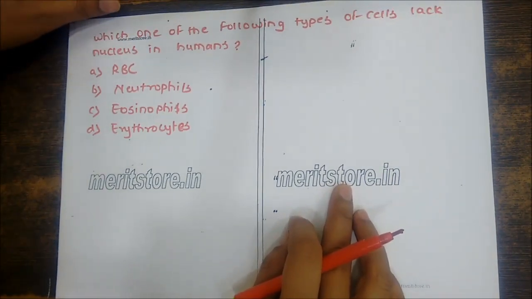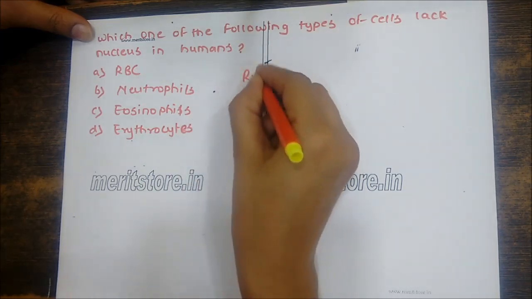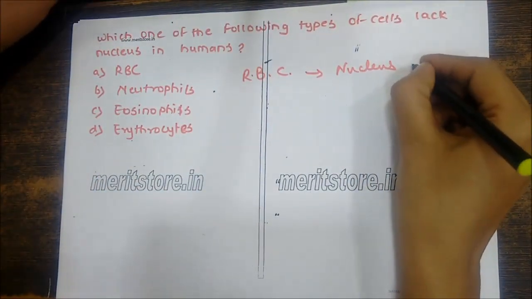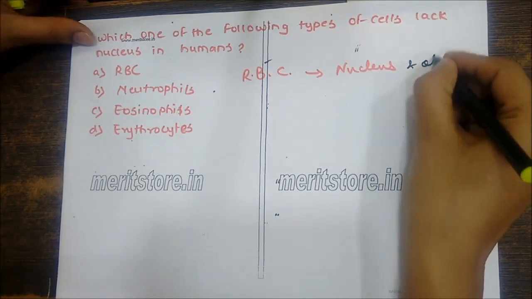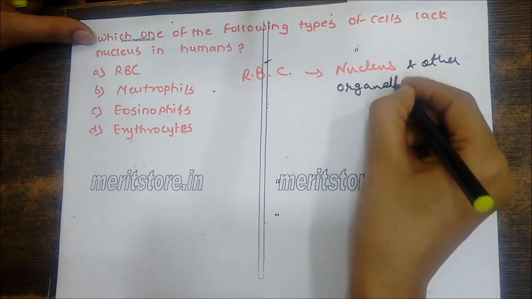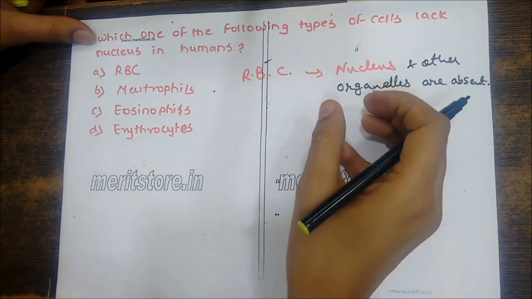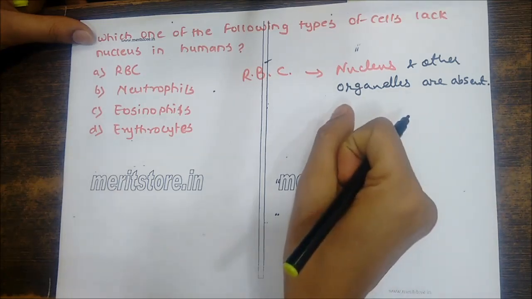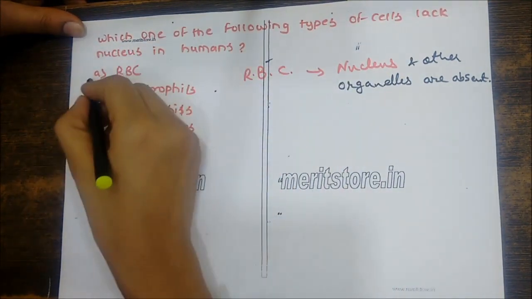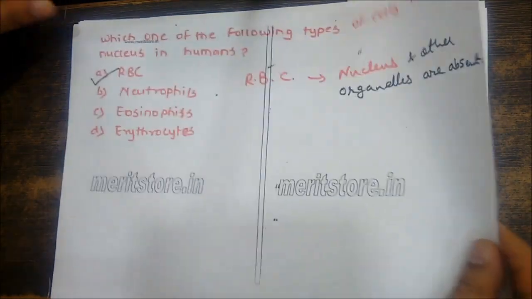Which one of the following types of cells lack nucleus in humans? In mature mammalian RBCs there is no nucleus, and some other organelles are also absent. This increases the surface area of the RBC and enables it to contain more hemoglobin, which is required for transport of gas. So the answer is RBC, whose main function is transporting gases because it has more hemoglobin.